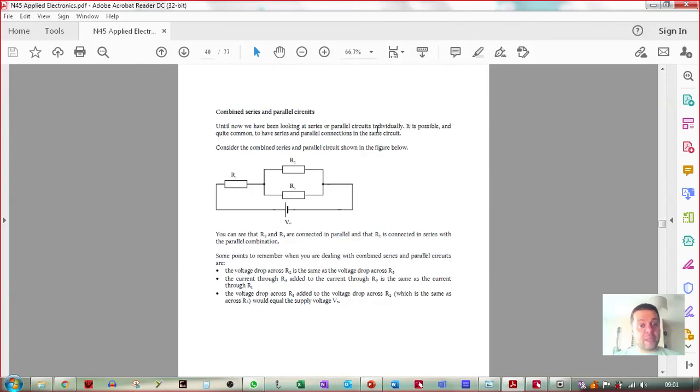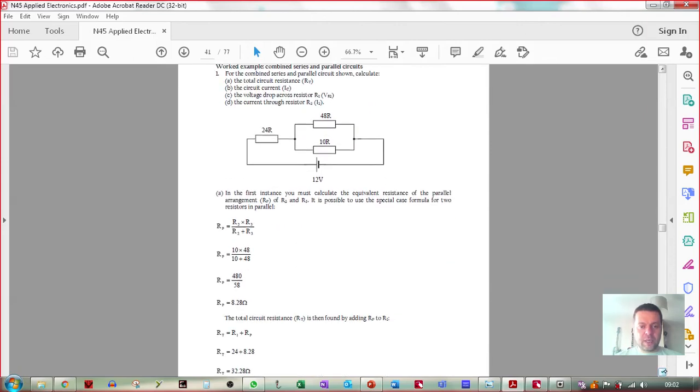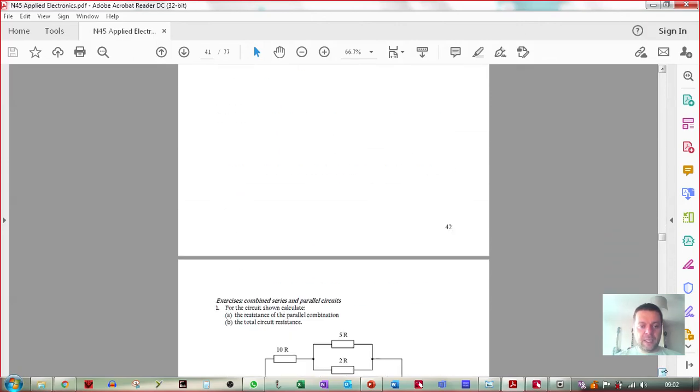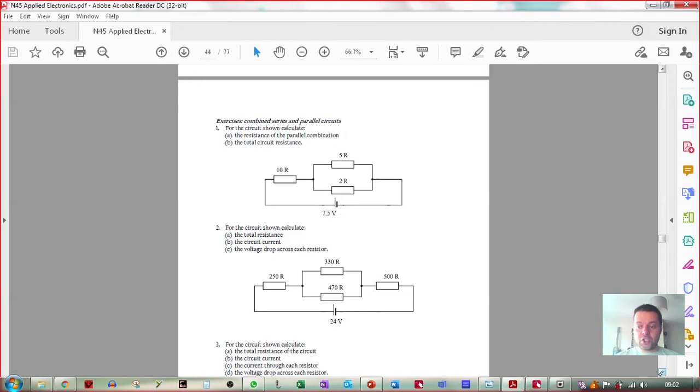And then it moves on to combined series and parallel. You've got a wee series bit and a wee parallel bit. So if you're working out the total resistance, you work out the parallel bit first, and then work out the series after that. Remember and draw your equivalent circuits. There's a worked example on a combined circuit, and then on page 44 there's a bunch of questions.